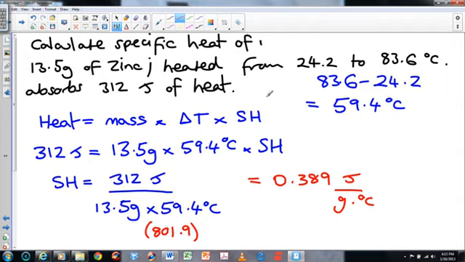Alright, so as I said before, provided you have 3 of these 4 variables, you can calculate the fourth, no matter what you're looking for.